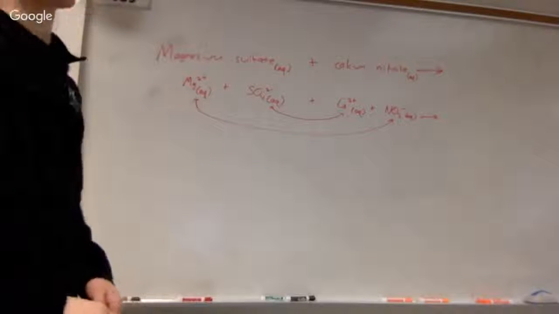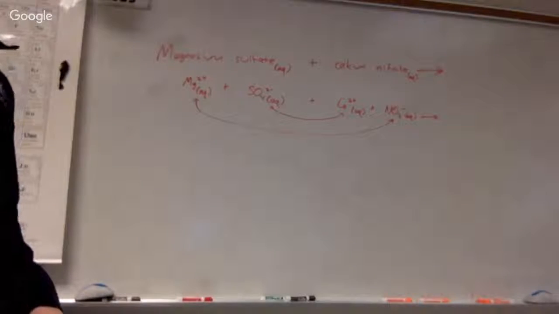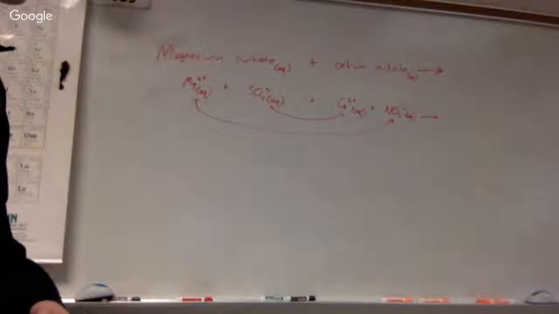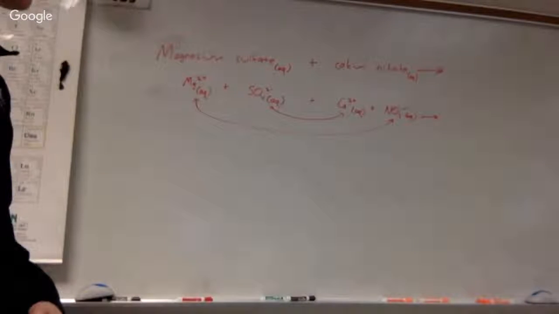Now, in essence, this looks a lot like FOIL. You guys ever done FOIL in math? Yeah. This is essentially FOIL. The first thing goes to the last thing. The two middle things hook up with each other. So what we're going to do is this.